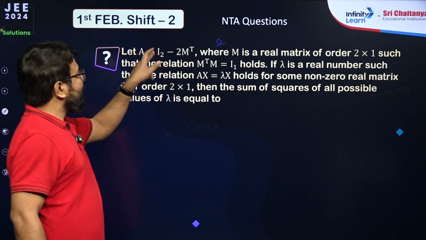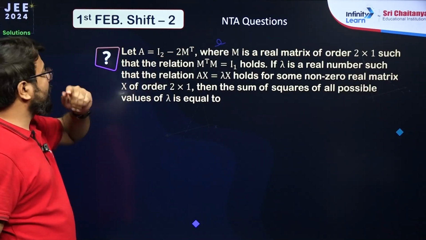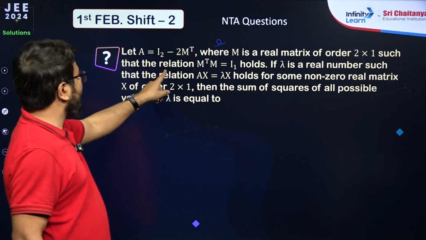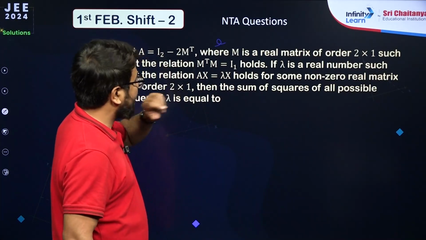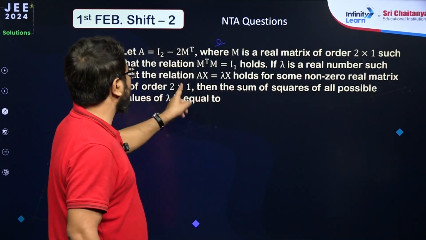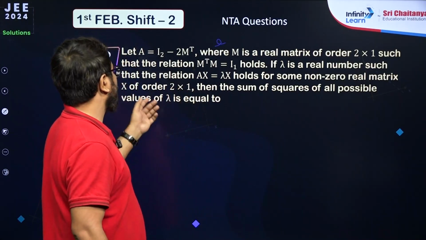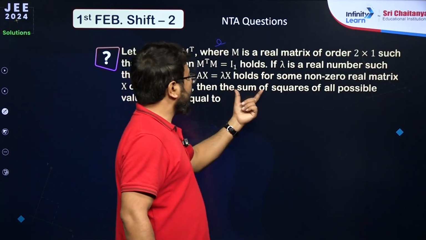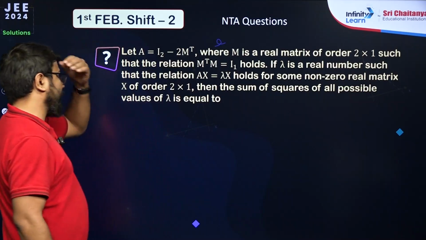A is I2, meaning the identity matrix of order 2, minus 2m m transpose. M is a real matrix of the order 2 cross 1 such that the relation m transpose into m is the identity matrix holds. If lambda is a real number such that the relation Ax equals lambda x holds for some non-zero real matrix x of the order 2 cross 1, then they are asking for the sum of the squares of all possible values of lambda.